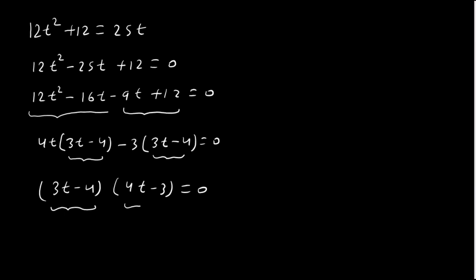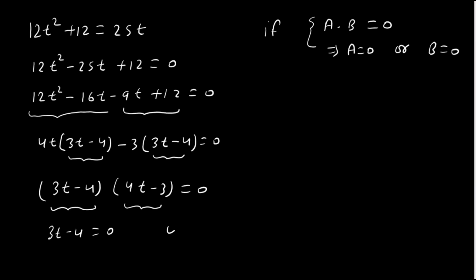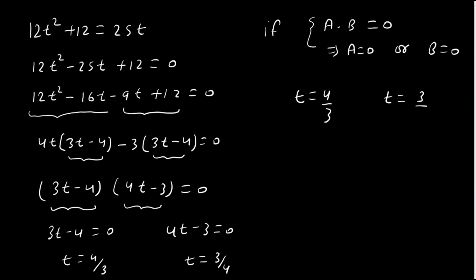Here the product of two expressions is 0. We know that if a multiplied by b equals 0, this implies a equals 0 or b equals 0. If we apply this rule here, then 3t minus 4 equals 0 and 4t minus 3 equals 0. Then the value of t is 4 over 3, and here the value of t is 3 over 4. We have two possible values of t. First value of t is 4 over 3, and second value of t is 3 over 4.